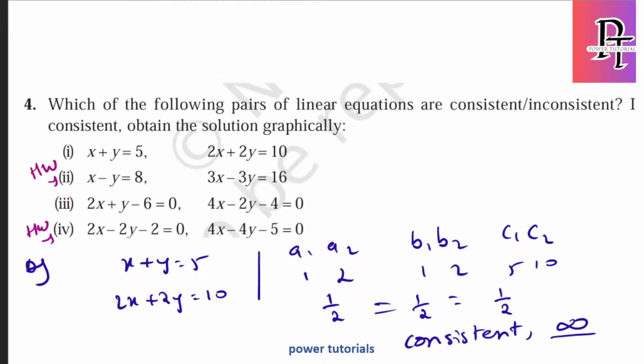Okay, let's solve the next one. 2x minus 2y minus 2 is equal to 0. 4x minus 4y minus 5 is equal to 0. So this is also a no solution case. Why? For the fifth one, it is 2, 4 and minus 2, minus 4 and minus 2, minus 5. a1 by a2 is 1 by 2, b1 by b2 is 1 by 2, c1 by c2 is 2 by 5. So the same, no solution.